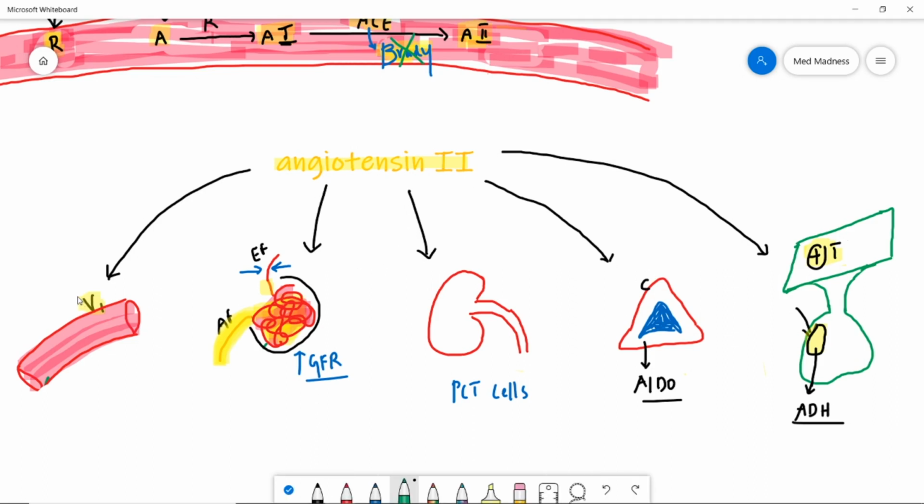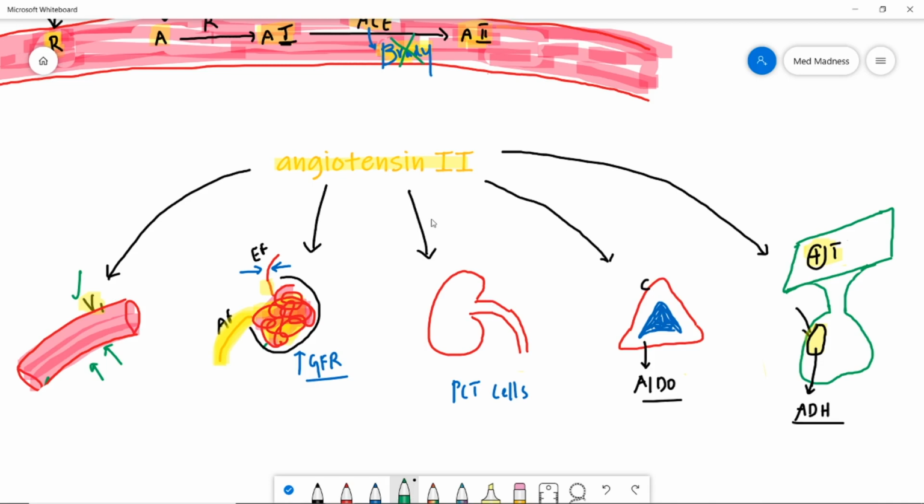The first important action of angiotensin 2 is that it acts on the V1 receptors on the blood vessels and results in vasoconstriction. Remember, angiotensin 2 is one of the most powerful vasoconstrictors of the human body. Number 2, it acts on the efferent arteriole and constricts it. You can say there is preferential constriction of the efferent arteriole when compared to the afferent arteriole, so that it increases the pressure in the glomerulus, maintaining the GFR.